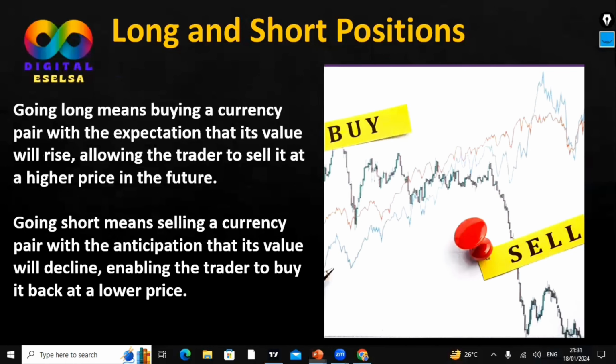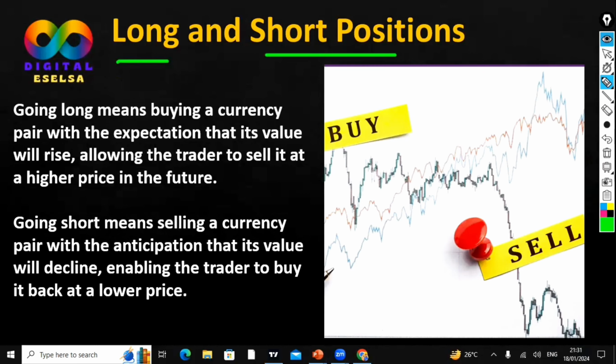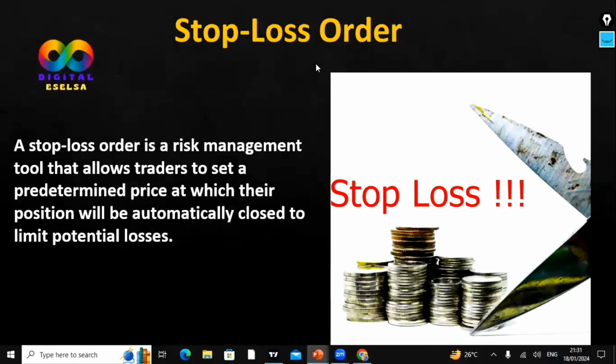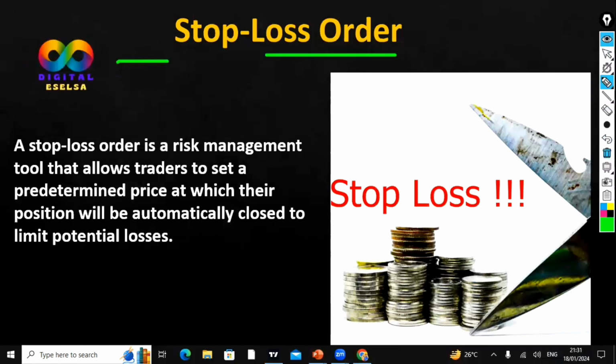We also have long and short position. When you want to buy in Forex, if you are buying, you are going long. If you are selling, you are going short. That is just the term. Stop loss order. I told you one of the risk management plan or strategy we use is stop loss. A stop loss order is a risk management tool that allows traders to set a predetermined price at which their position will be automatically closed to limit potential losses. This is what we call stop loss.